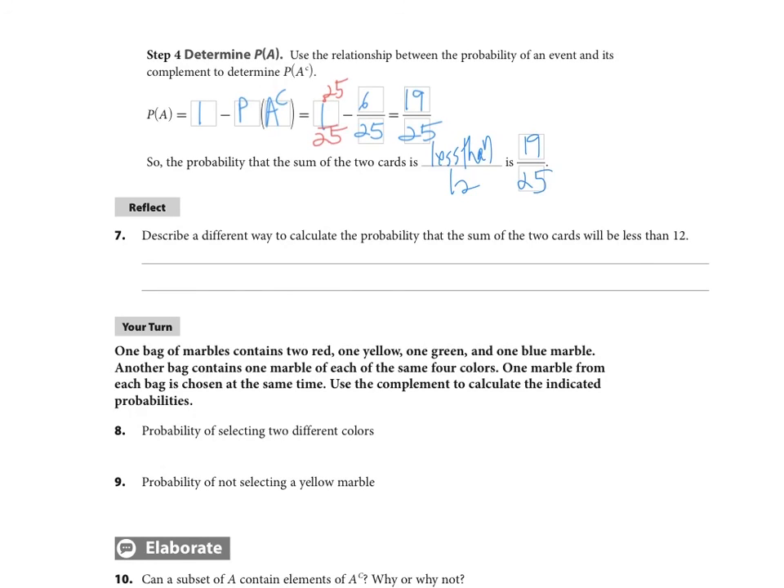19/25. So let's use that idea of complement for just a couple more your turn problems here, numbers 8 and 9. Remember again, read through your description of your sets very carefully here, and we will see you guys next time.